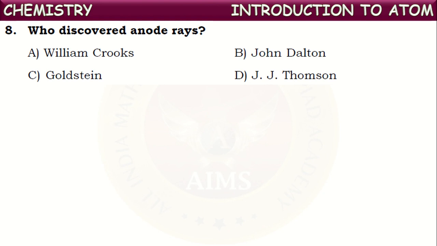These anode rays were discovered by Goldstein with the same experiment, called the discharge tube experiment. With the same experiment, Goldstein observed that certain particles other than the cathode ray particles, which move from the cathode side to the anode side, were also being generated in the discharge tube and traveling from the anode side to the cathode side, making scintillations on the screen kept at the backside of the cathode. So he called these particles anode rays. Anode rays were discovered by Goldstein.